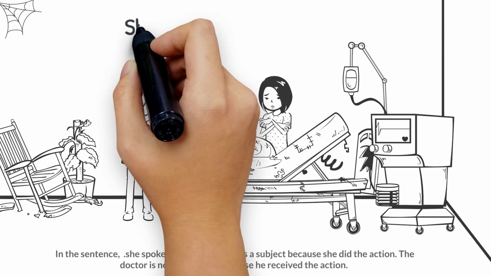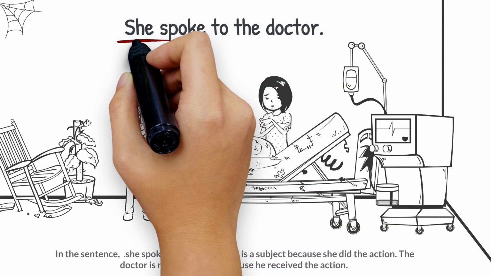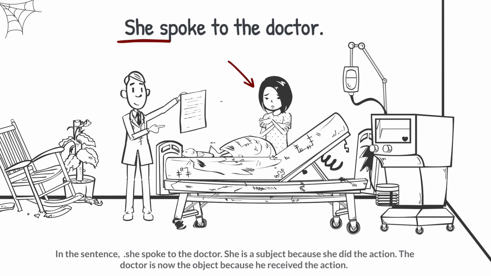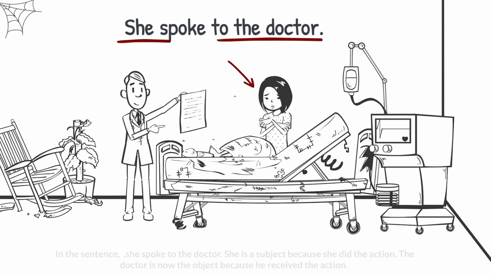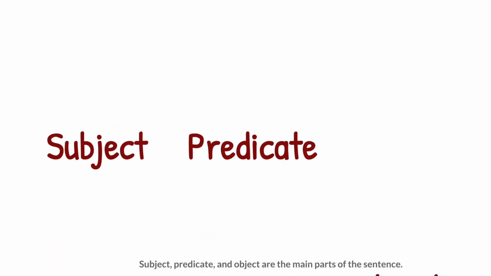In the sentence, she spoke to the doctor, she is a subject because she did the action. The doctor is now the object because he received the action. Subject, predicate, and object are the main parts of the sentence.